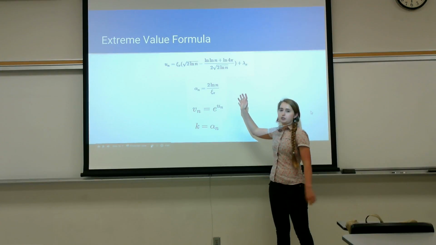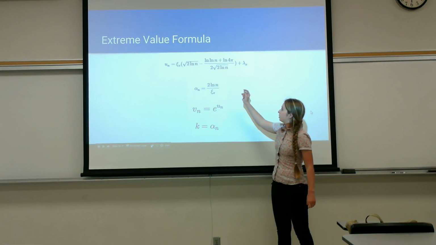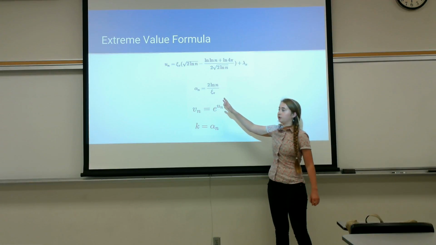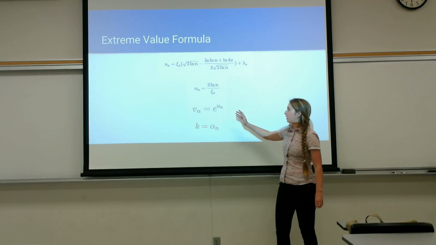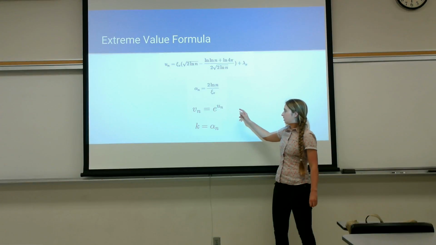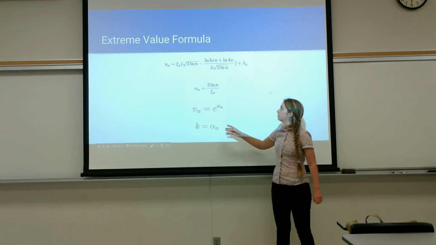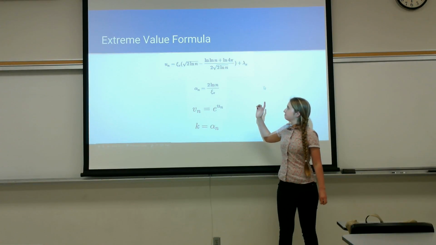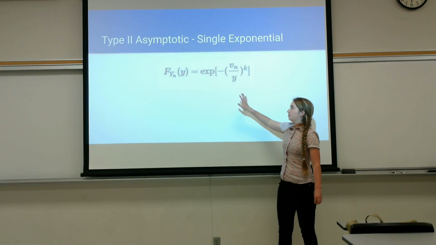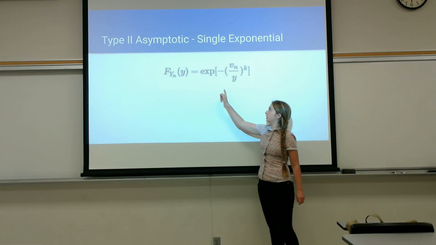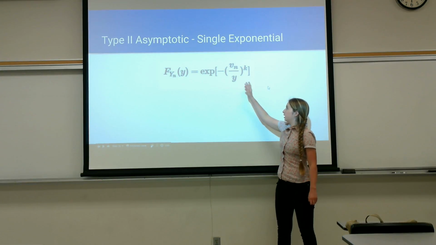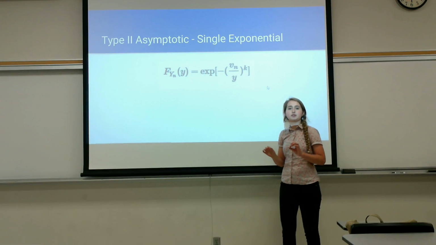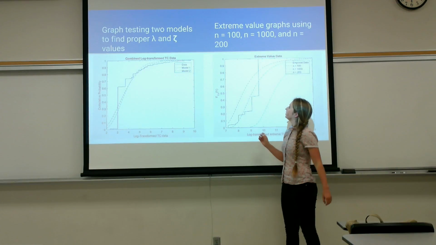So these are the equations we used. We have our un equation and our alpha n equation using the lambda and zeta parameters. And from there, we can find bn and k from the un and alpha n values. And from there, we can plot it into our CDF graph using our bn and k values and y corresponding to the extreme values of the TC data.